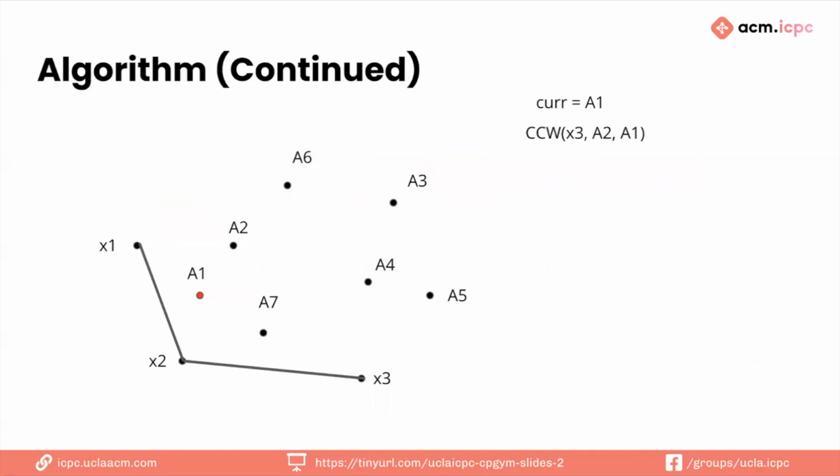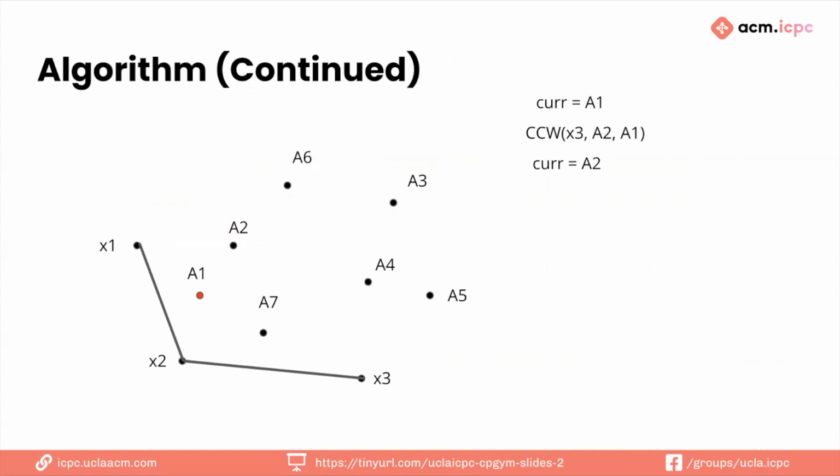So we find the ordering x3, A2, A1. It's ordered in a counterclockwise direction, so that would return true. So we update our result. I guess the naming is not great, but par is the result. We update it to A2. I guess you can say it's the current value of the result.